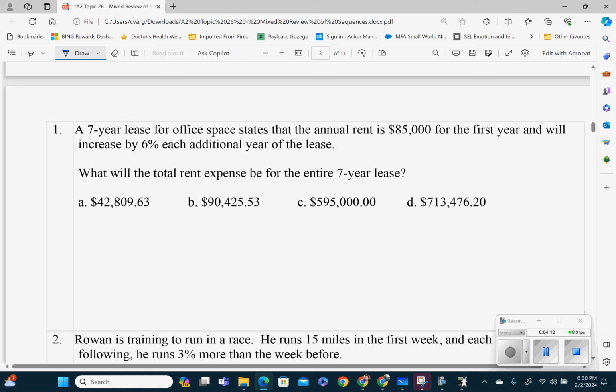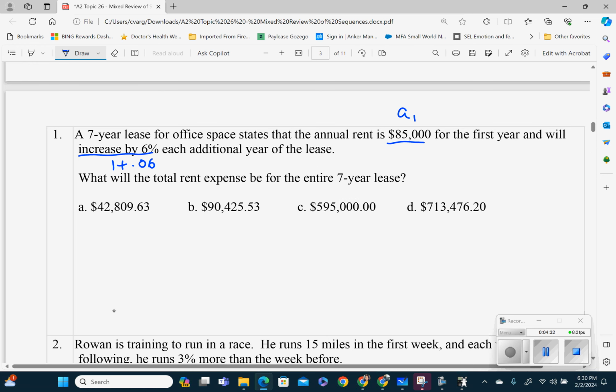So for example, for number 1, we have our annual rent is 85,000 for the first year. So that is our A1. Okay. And then it's going to increase by 6%. So this is 0.06. Don't forget to add the 1 because it's increasing. So 1 plus 0.06 is 1.06. That is going to be our R. And then it says for the entire 7 years, so n is equal to 7.